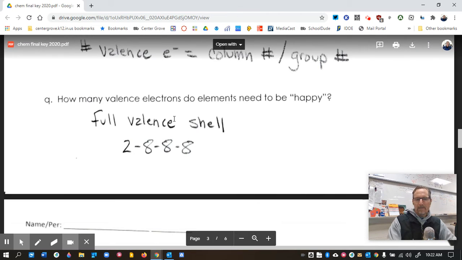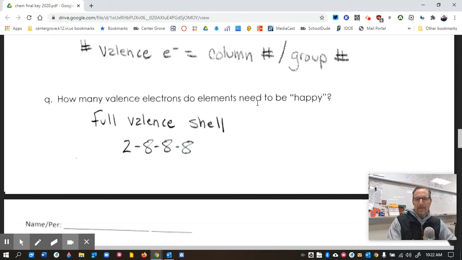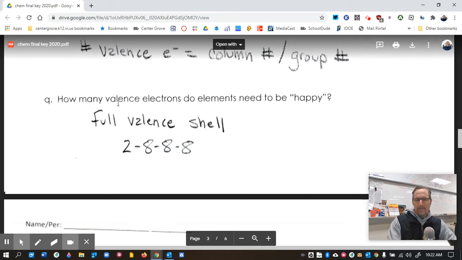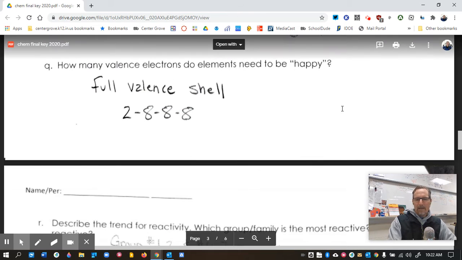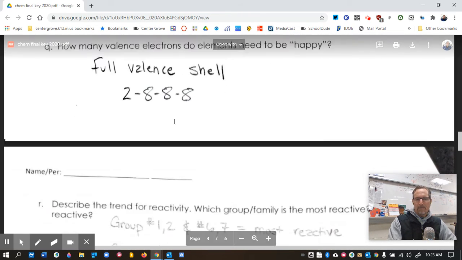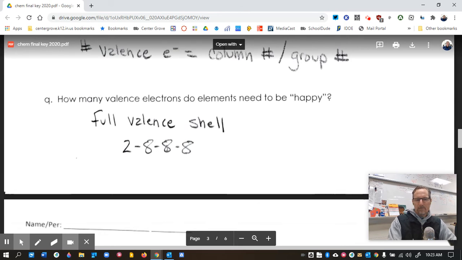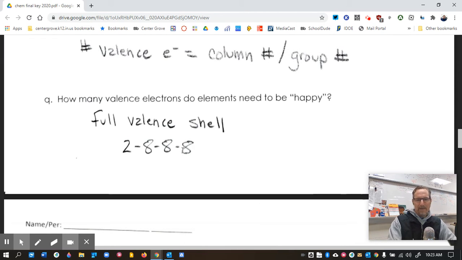How many valence electrons do elements need to be happy, or I think I described it better as being stable. So they need to have a full valence shell to be stable. An example would be that the first shell can hold 2, and then the next shell is going to hold 8 after that. When you get beyond that, it does start to get bigger, but all we're focusing on are the first 20. So 8 is the magic number.